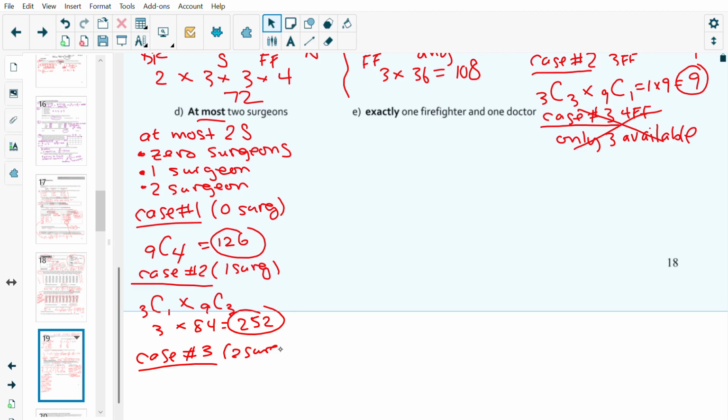Case number 3, 2 surgeons. Okay, 3 surgeons again for 2 slots. And then the remaining 9 folks, I'm selecting only 2 this time. So that is 3 times 36 equals 108.